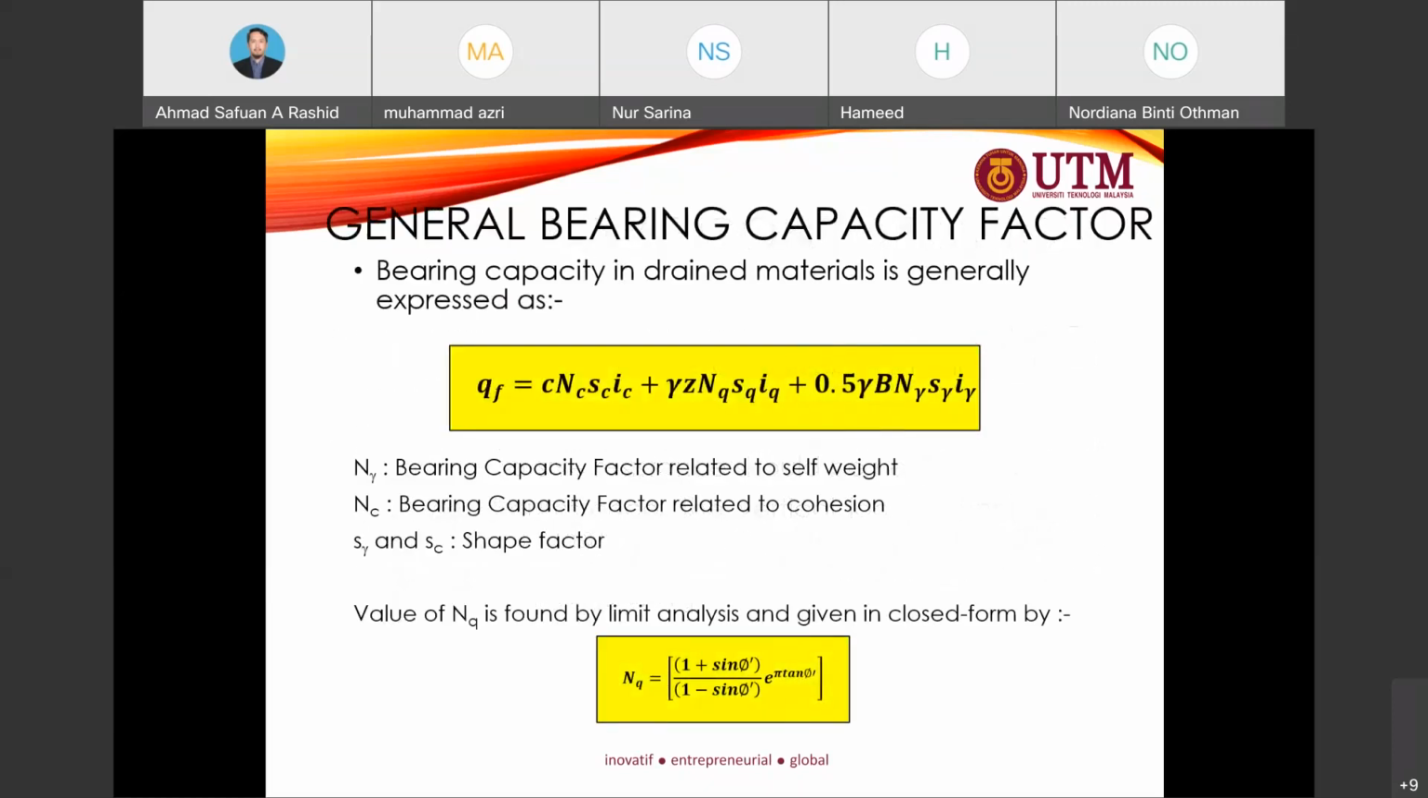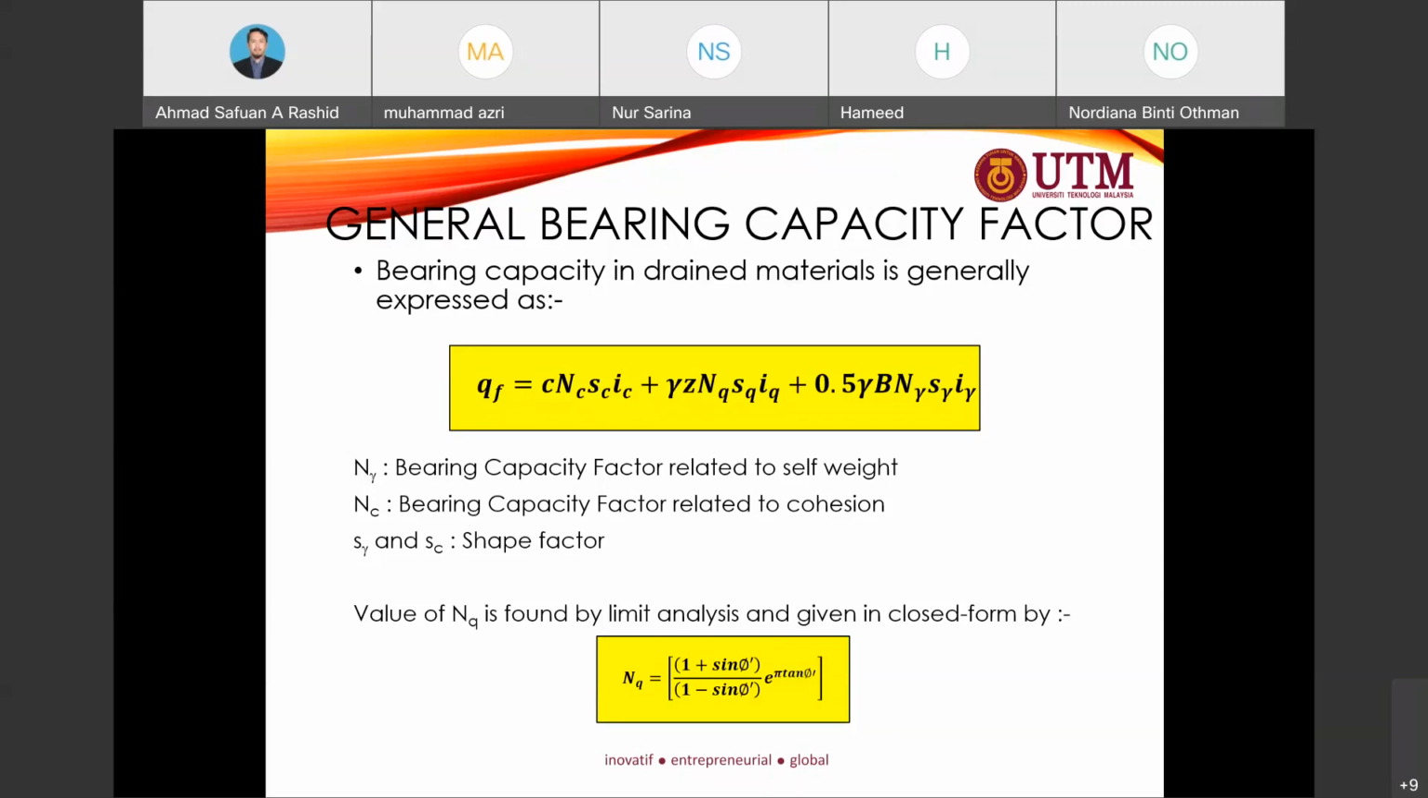So now we look at the bearing problems. This is the common bearing capacity factor that has been proposed by Meyerhof. However, in EC7 there is a slight difference between the Meyerhof equation and this EC7 approach. We can find that there is no depth factor included in this formula. So we only have a shape factor and also an inclination factor.